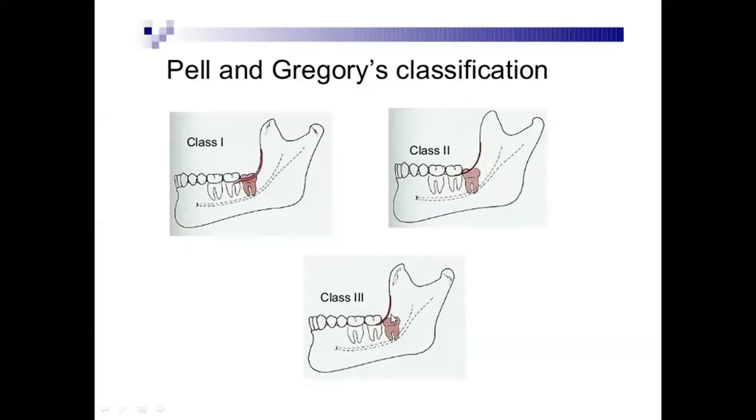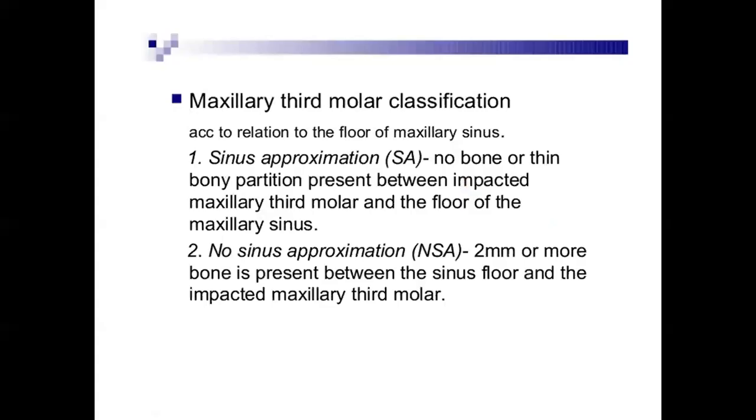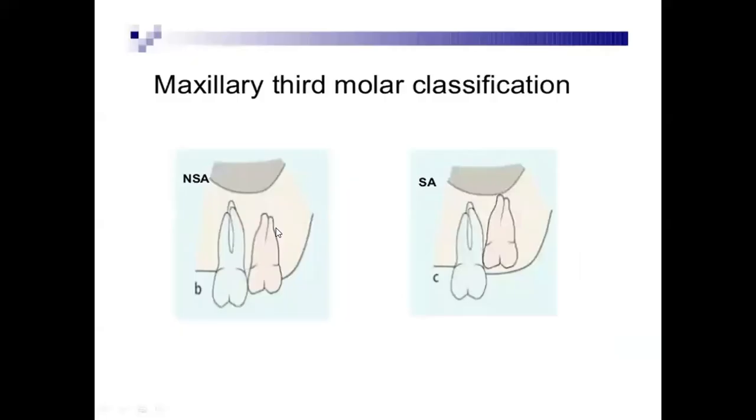From now, we'll see the classifications for the maxillary impacted third molar as well as for the maxillary impacted canine. Coming to the maxillary impacted third molar, they are classified in relation to the floor of the maxillary sinus into sinus approximation or no sinus approximation. No sinus approximation indicates that 2 mm or more of bone is present between the sinus floor and the impacted maxillary third molar. Whereas sinus approximation indicates there is no bone or a thin bony partition present between the impacted maxillary third molar and the floor of the maxillary sinus.